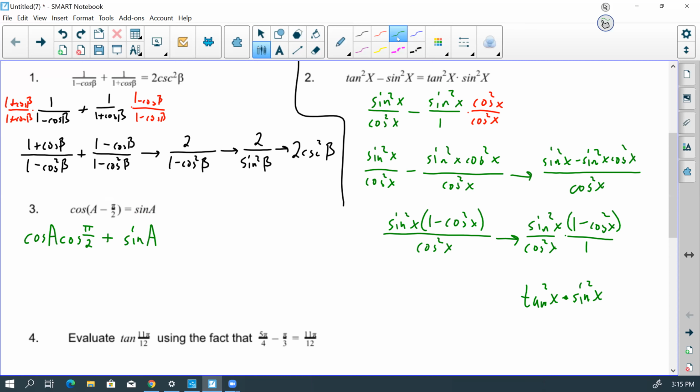And I somehow need to make all of that equal just the sine of A. How do I do that? Well, now you evaluate. We don't know what cosine A is, but I know what the cosine of pi over 2 is. It is 0. Sine of A, I don't know. But the sine of pi over 2 is 1. Cosine of A times 0 is 0. Sine of A times 1 is sine of A, and 0 plus sine of A is just sine of A.